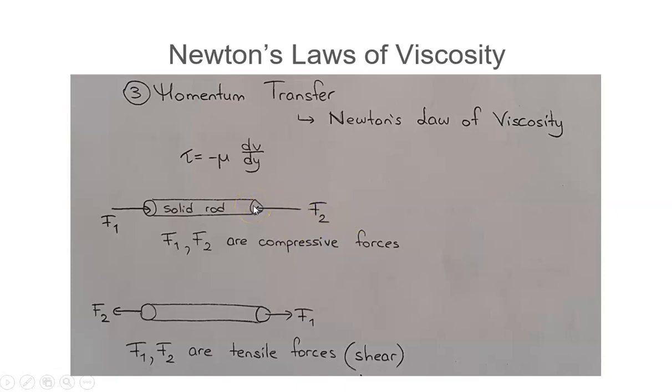And both of them are compressing the rod. F1 and F2 in this case will be referred to as compressive forces. If the direction is reversed and F1 from the right is pulling the rod to the right and F2 is pulling the rod to the left, it simply means that F1 and F2 in this particular case will be referred to as tensile forces or shear.